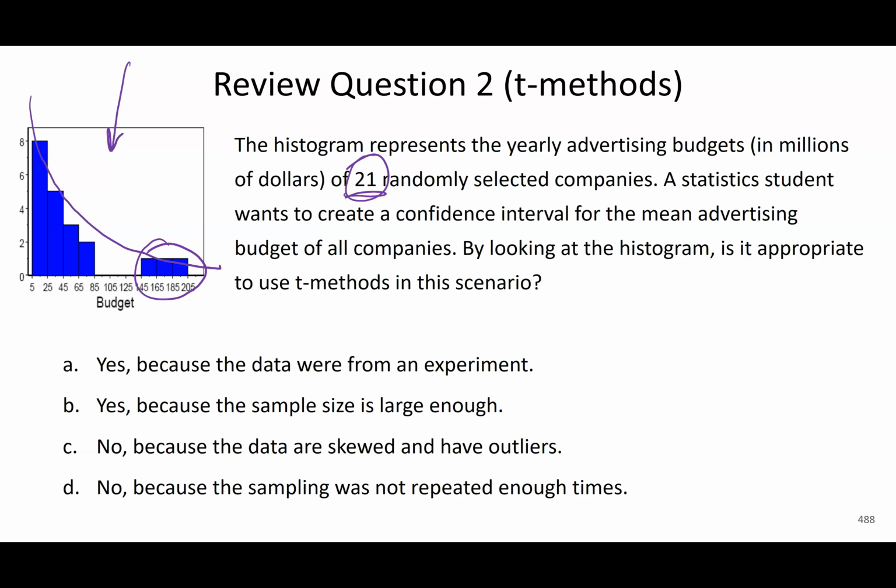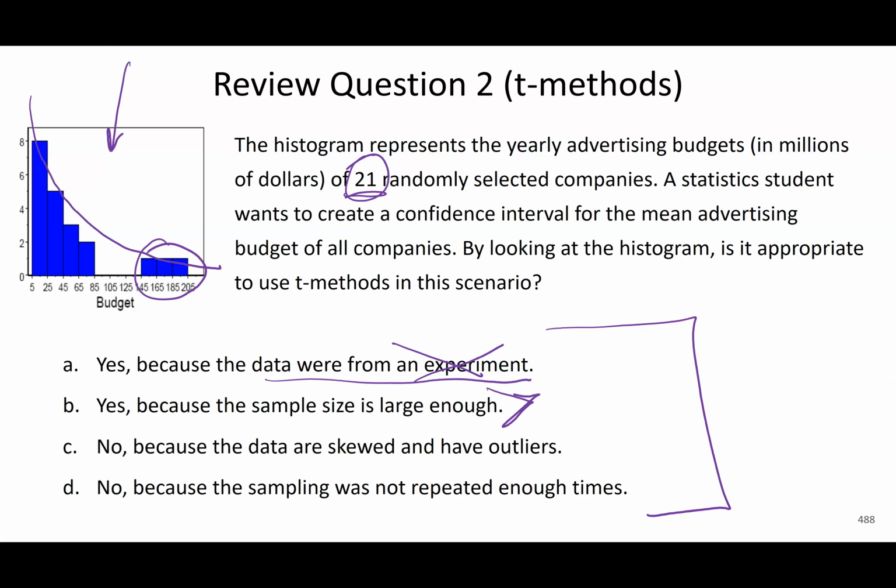This should definitely set off alarm bells. If we have something that's very skewed or has extreme outliers, we're going to want to have a large sample size. Definitely at least 30, but probably more than 30. So looking here at our options, yes, because the data were from an experiment. Honestly, this sounds pretty observational to me. They weren't applying any sort of treatment here, so I would argue that it's not even an experiment.